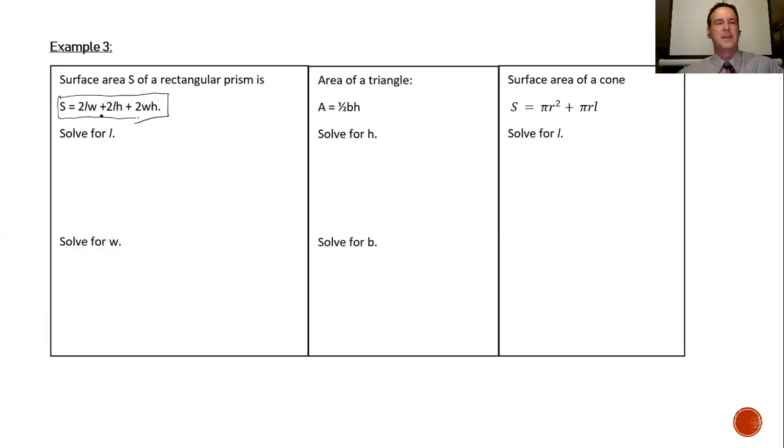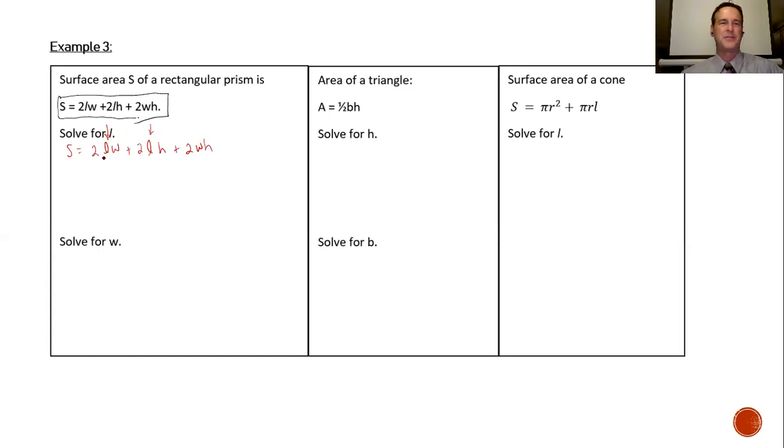This is maroon. Here's what it says. It says solve for L. Here's an L. No L over here. Okay, so I'm going to rewrite it. S is equal to 2LW plus 2LH plus 2WH. Okay, and you got to solve for this guy, that L.